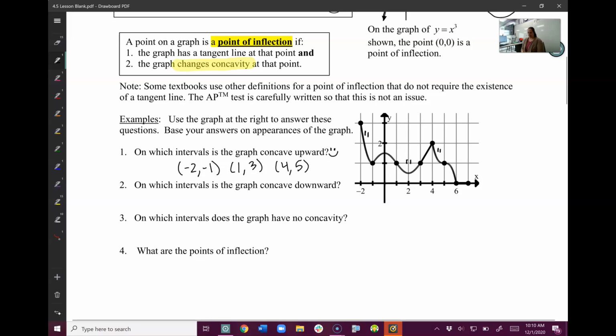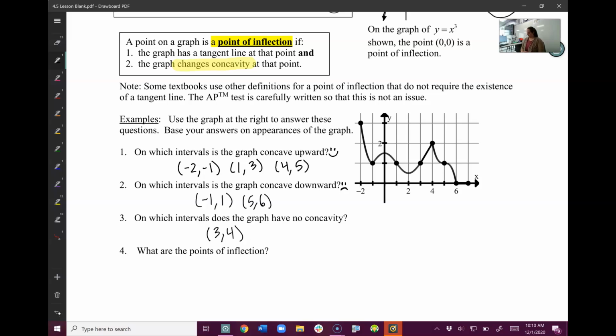Okay, let's do concave down. Now this time we're looking for frowny faces. So here's a frowny face, that's concave down. Smiley face, straight line, so that's neither. There's a smiley face, there's a frowny face, concave down. So we've got from -1 to +1 and from 5 to 6. And then it says on what intervals does it have no concavity? That's going to be from 3 to 4. That's our straight line. Linear does not have concavity.